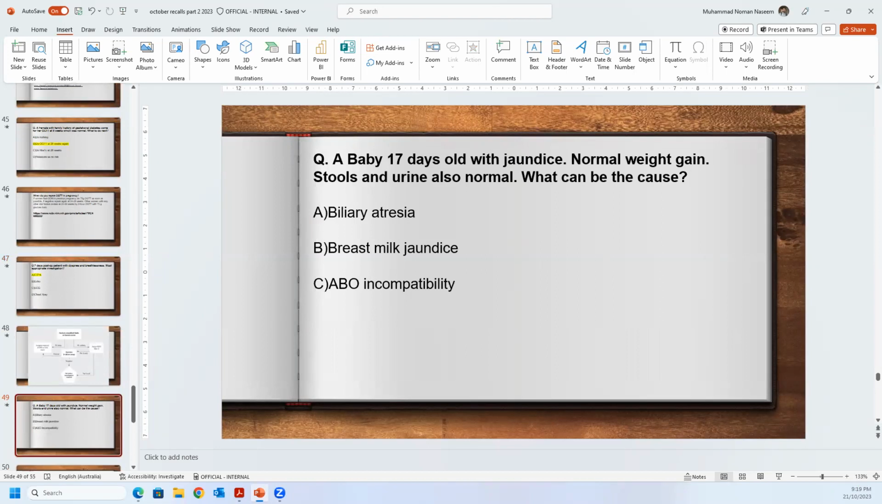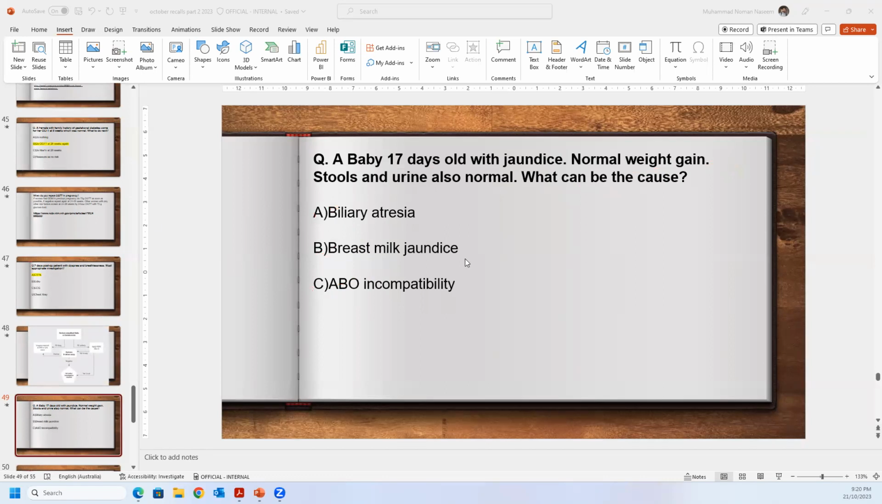All right, next question. A baby 17 days old with jaundice. Normal weight gain, stools and urine normal. What can be the cause? Biliary atresia, breast milk jaundice, or ABO incompatibility? So 17-day jaundice can happen with breast milk jaundice or can be a normal physiological jaundice as well. So even in option D or E, if they give you physiological jaundice, don't go for breast milk jaundice.